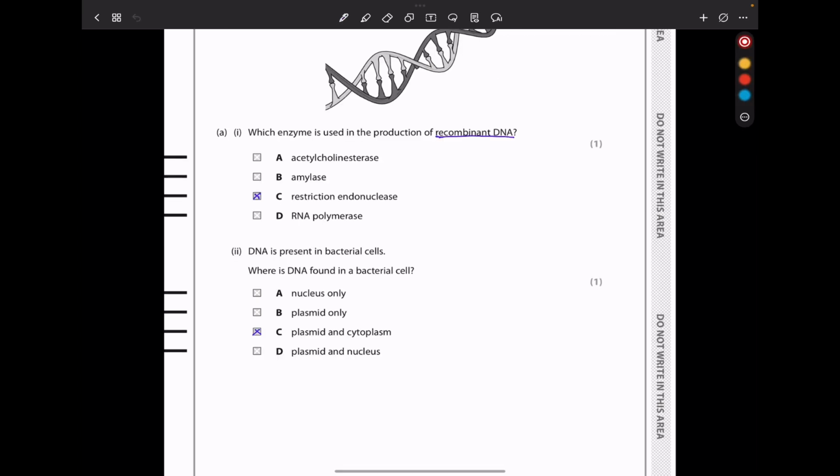Then they said DNA is present in bacterial cells. Where is DNA found in bacterial cells? Bacterial cells have no nucleus, so DNA is going to be found in the cytoplasm or in the plasmid. The answer should be C.